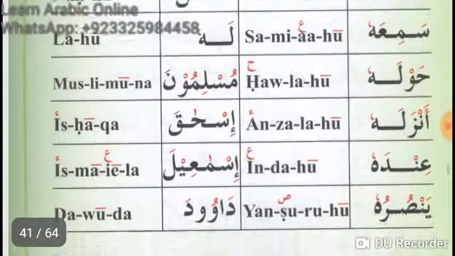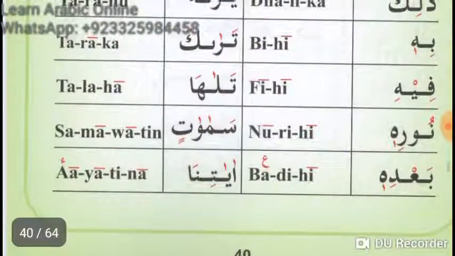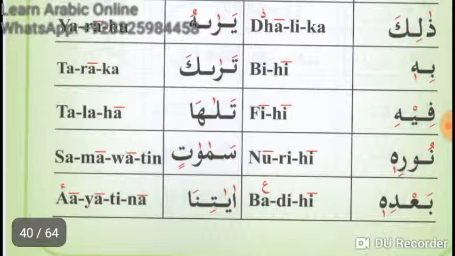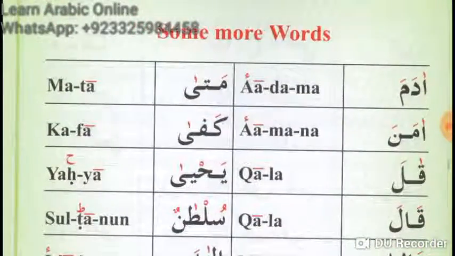Sin, fata, sa, mim, erect fata, wow, erect fata, ha, tanween. Samawatin. Samawatin. Alif, erect fata. Ya, erect fata. Ta, kasra, ti, nun, alif, fata, na. Ayatina. Good. Ayatina.